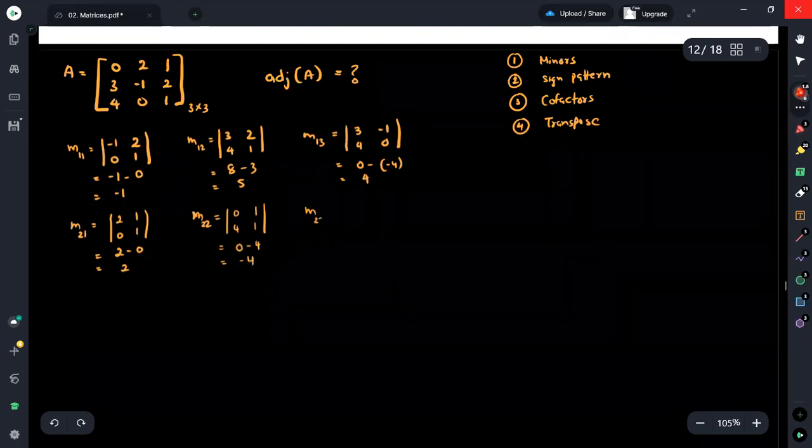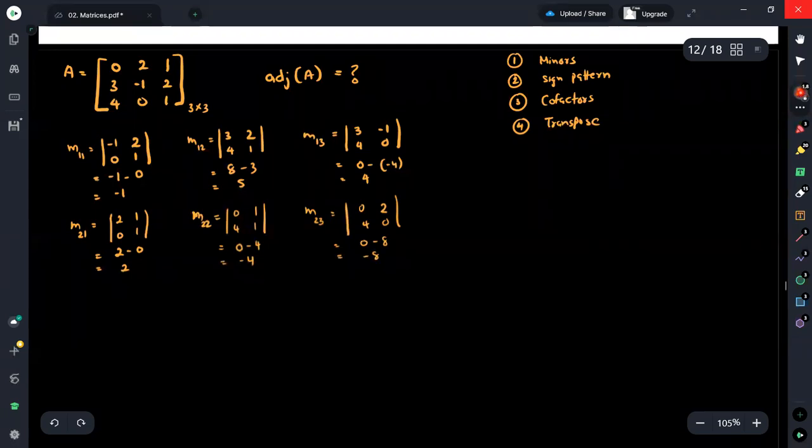Then we need to get the value for M23. For the element in the second row, third column, the values will be 0, 2, 4 and 0. It will be 0 minus 8, which equals minus 8. In a similar manner, we can obtain the value for M31.